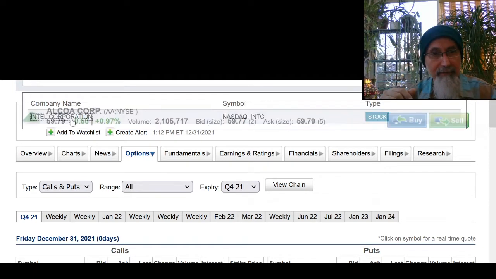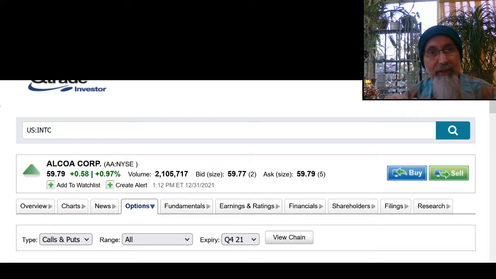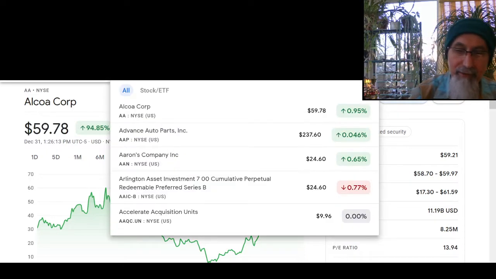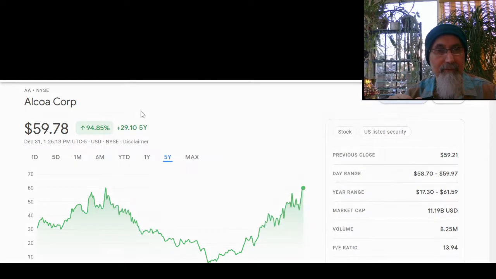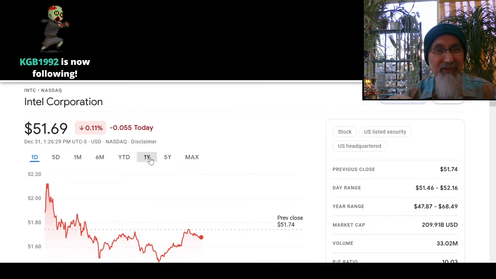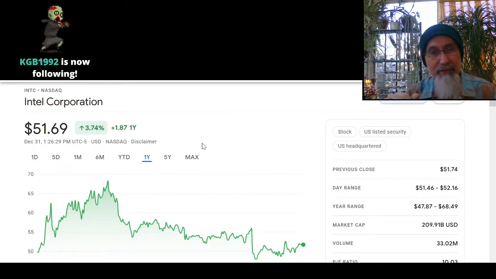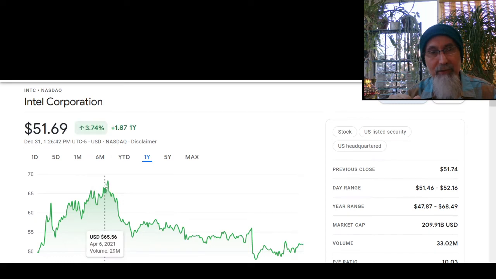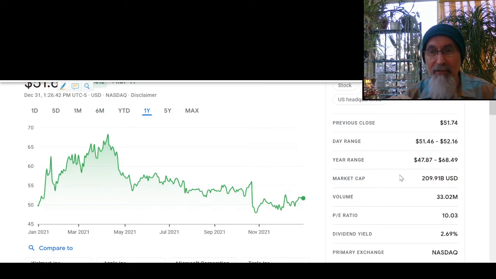INTC. Intel. And we'll bring up Intel here as well. And let's look at the chart for Intel first of all. Okay, because this is a simple look, we'll take a look at it on Google, because it gives you a clean chart, it's not busy, right? So here's the Intel chart. In the last year, it peaked at around $68, right? And it's sitting at around $51, $52 right now. Okay, it's got a market cap of $210 billion, a PE of 10%, and a dividend yield of 2.69%.